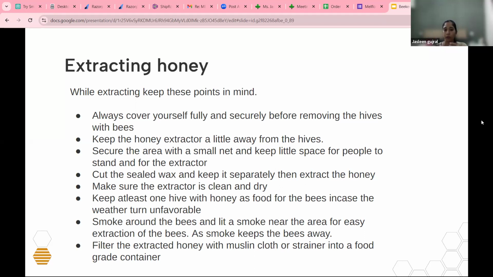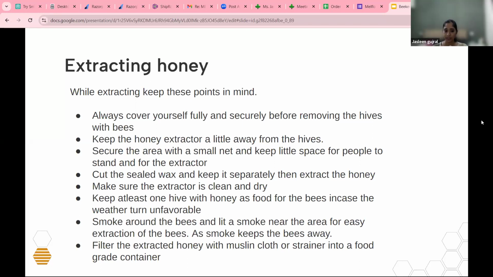Then, whenever you're extracting the honey, make sure that you use the sealed frames. Whenever you are taking out the hive, make sure that all the honey is sealed. Before extracting, cut the wax, keep it separately, and then put the hive inside the extractor and extract it. Next, make sure the extractor is clean and dry, because even a little bit of water inside the extractor can lead to fermentation. So make sure it is completely dry.